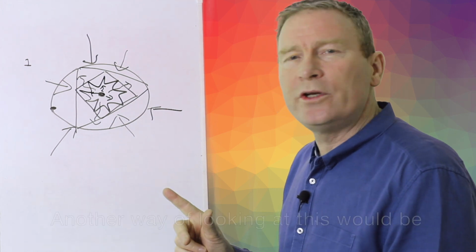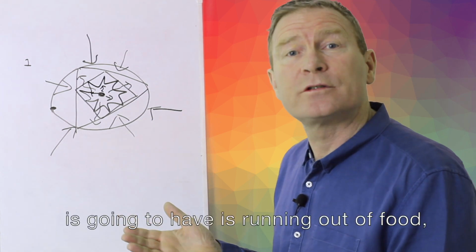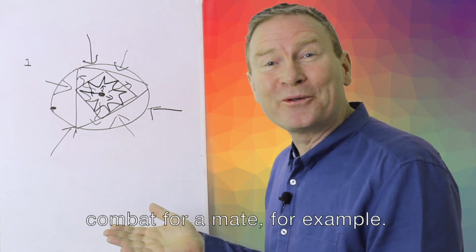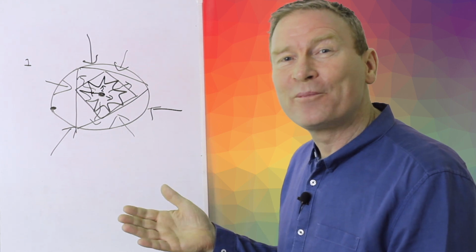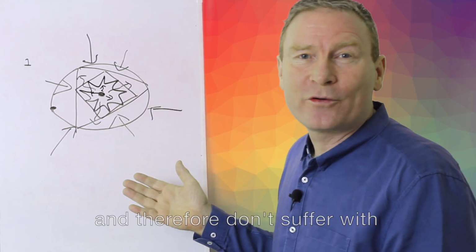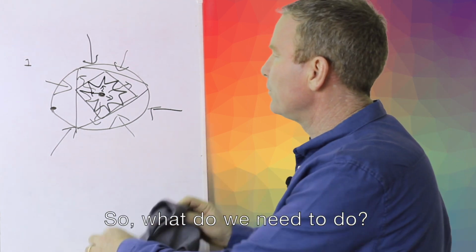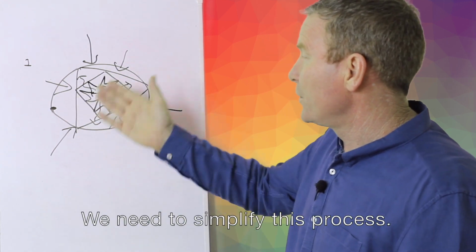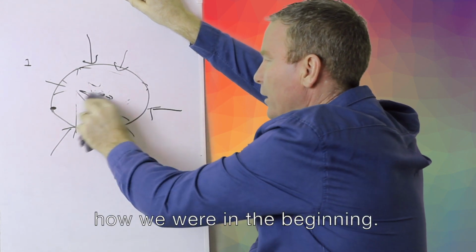Another way of looking at this would be when you consider animals in the wild. I mean, the main problem an animal in the wild is going to have is running out of food, and maybe a bit of combat for a mate, for example. But other than that, they lead a relatively simple life, and therefore don't suffer with the kinds of diseases that we do as human beings. So what do we need to do? Well, the simplest answer is usually the right one, and that's what this all comes down to. We need to simplify this process, and we need to get back to how we were in the beginning.